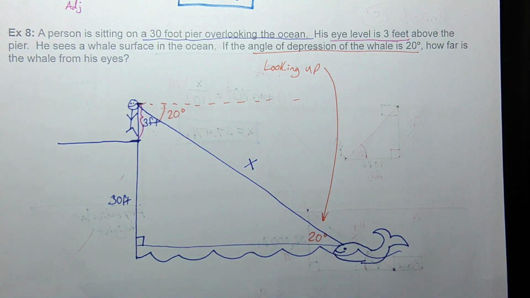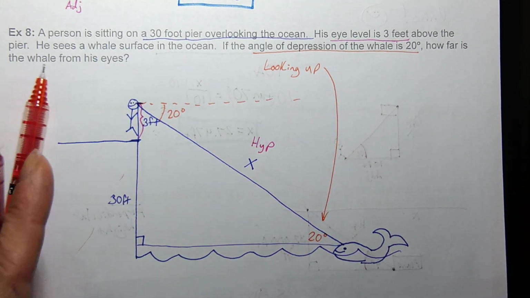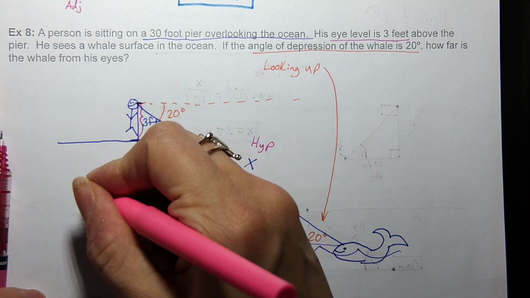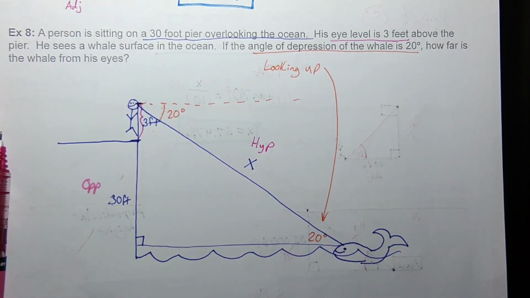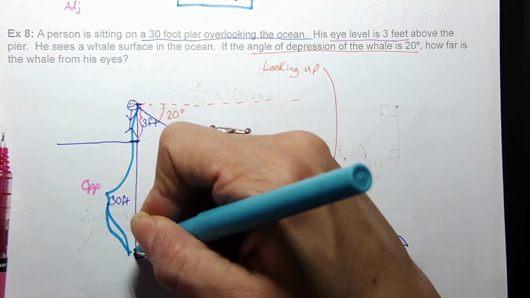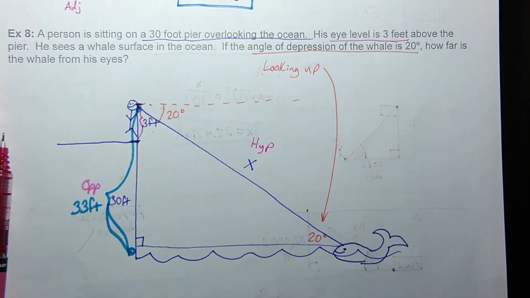So folks, there's a few other things that make this problem a little bit tough. First, x is the hypotenuse side. That's easy enough. But what is this side relative to 20 degrees? It's opposite, but what is the full length of that side? 33 feet. So in that whole triangle, I am going to need to use 33 feet for that side. See if you can do the setup, deciding on what trig function you'll use, and solve for x.